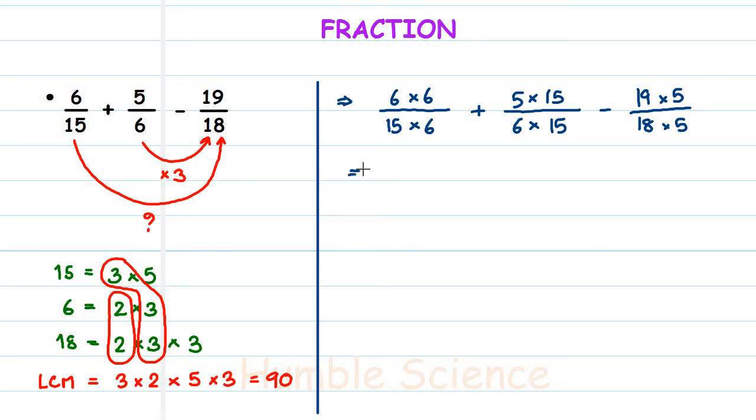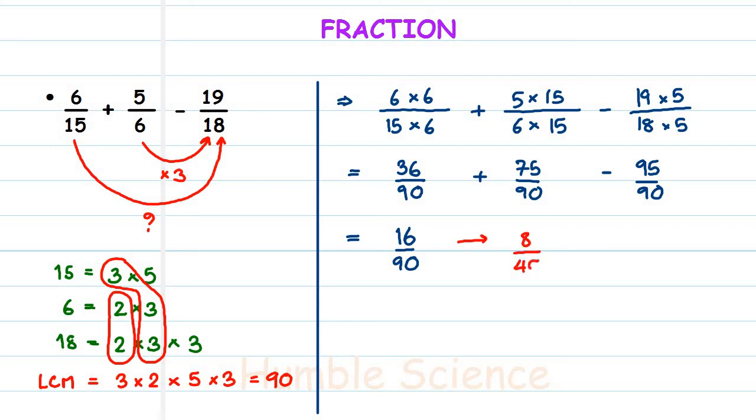And we will get 36 over 90 plus 75 over 90 minus 95 over 90. And now we can add or subtract only the upper numbers, and we will get 16 over 90. And that can be simplified to 8 over 45. And that is the answer.